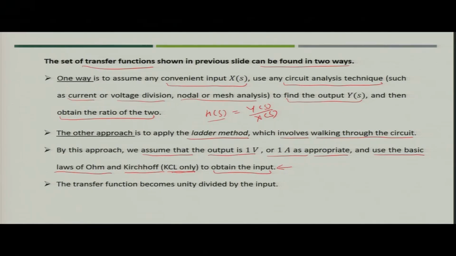So, we can find the input, and then you can easily find the transfer function, which would be Y(s) upon X(s). Again, here Y(s) would be unity. So, 1 upon X(s) would be the transfer function for this particular case.